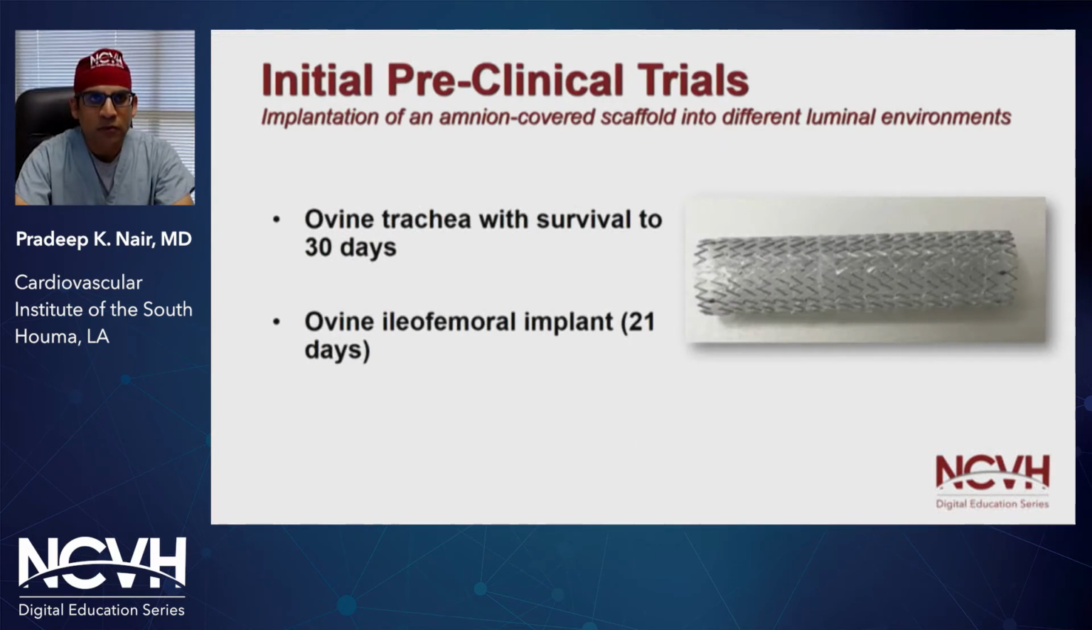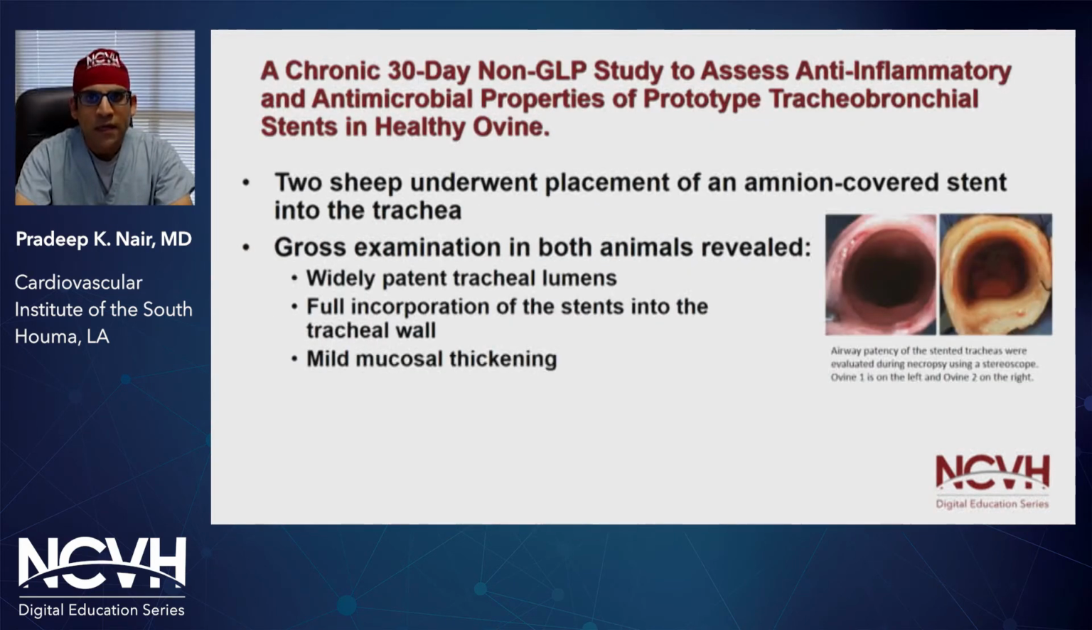When we look at the initial preclinical studies involving AMStent, it has looked at ovine or sheep trachea, as well as sheep iliofemoral implants. So in the trachea, it looked at these sheep out to 30 days and 21 days in the sheep's iliofemoral segment. Looking at the tracheal implant, there was a chronic 30-day non-GLP study to assess anti-inflammatory and antimicrobial properties of the tracheobronchial stents in the healthy ovine. And 2 sheep were utilized for this study.